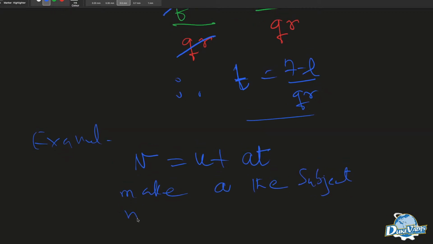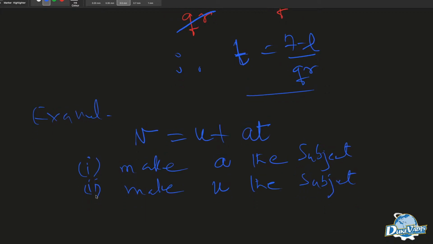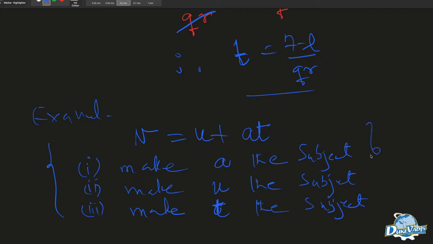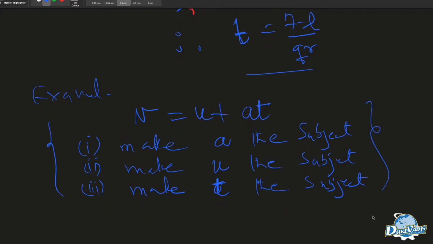So that is one: make A the subject. Two: make U the subject. Three: make T the subject. So look at this, one question. We've been asked to make A the subject, make U the subject, and make T the subject.